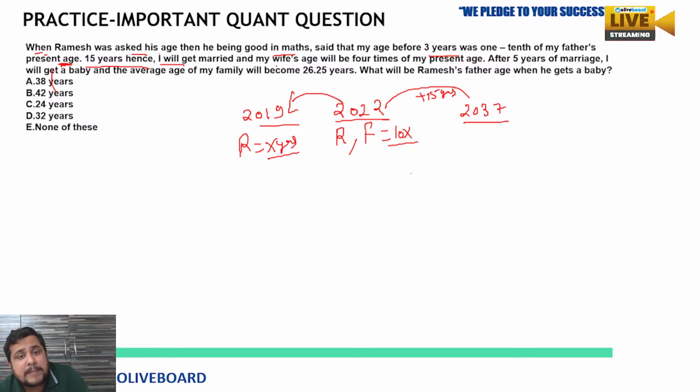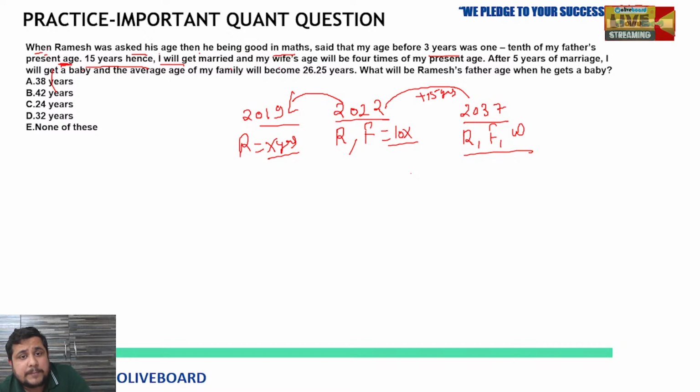Now, I will get married. So what he is saying now, when Ramesh was asked his age, who is talking? Ramesh is only talking, because they were asking the age from Ramesh. Being good in maths, he said my age before 3 years was 1/10 of father's present age. Now 15 years hence I will get married. So in 2037 there will be three members as per the data: Ramesh, father, and his wife. Is this clear to all of you?